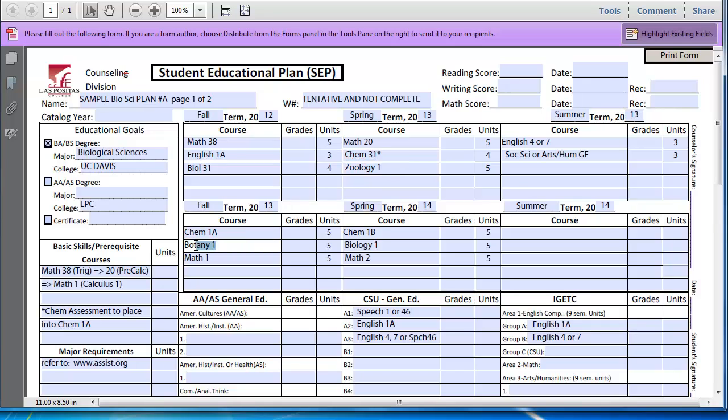Okay, but I wanted to make mention that this would be sort of the general starting point, but you would definitely want to come in and speak to a counselor to ensure that you are taking the right courses that are required to transfer to UC Davis or any other California public university.